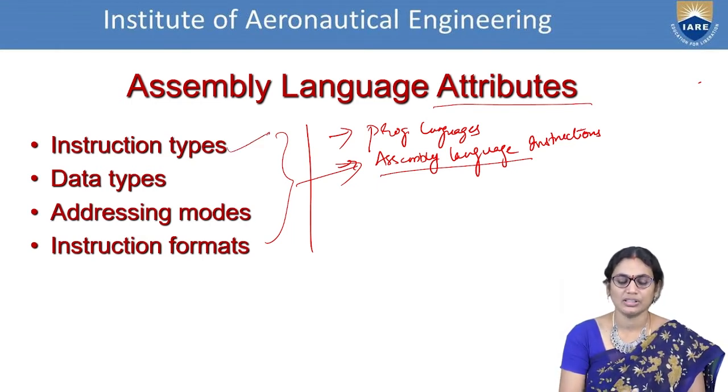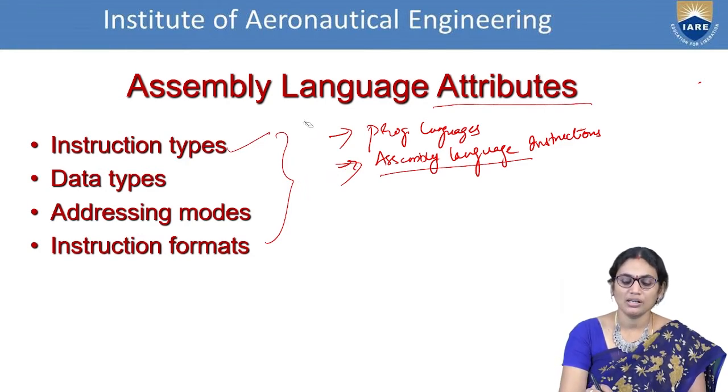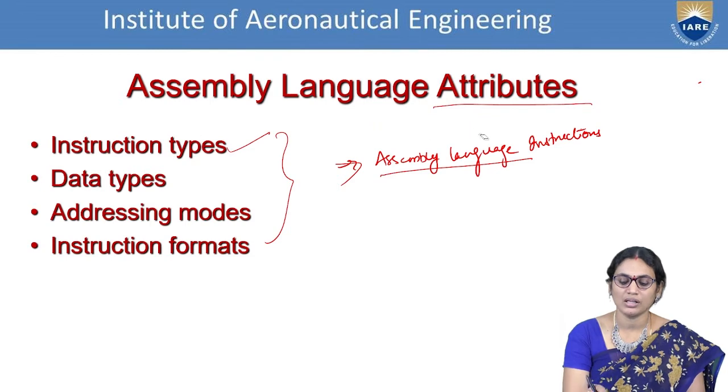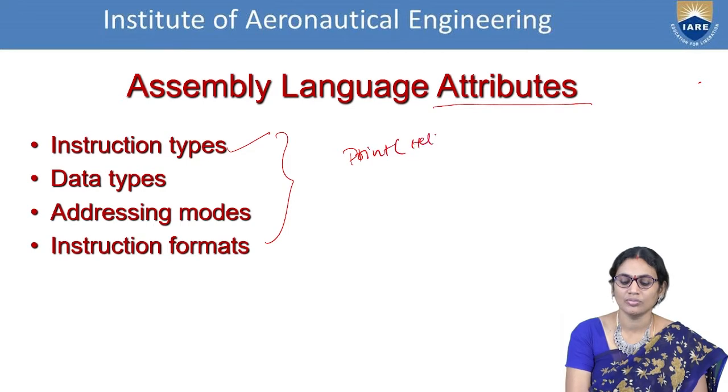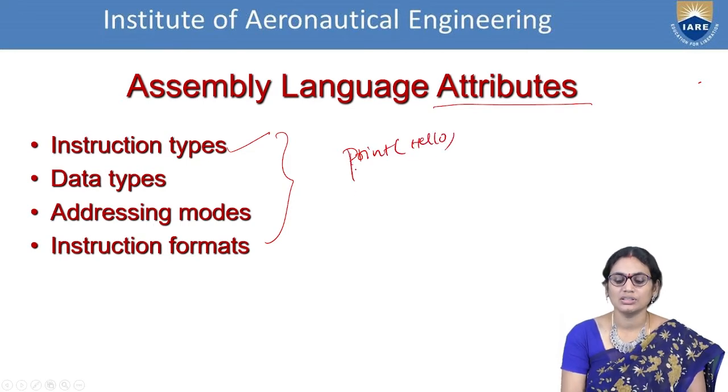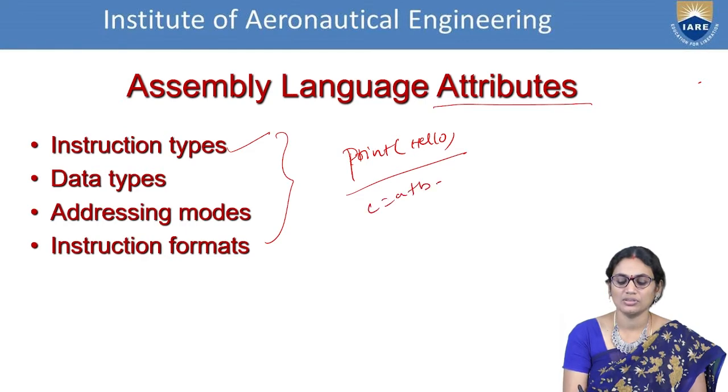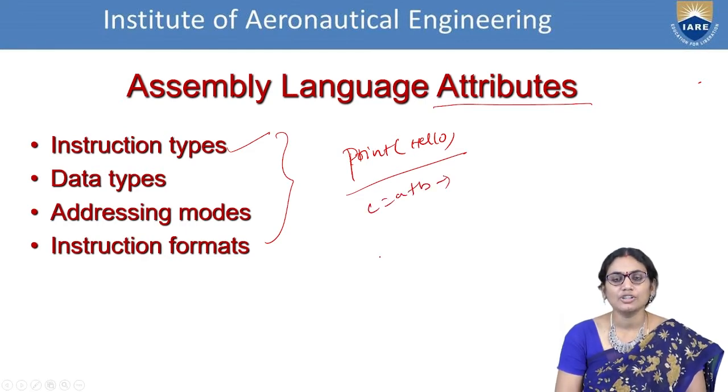First one is instruction types. What do you mean by instruction types? Instruction type is nothing but the intention of the particular instruction. For example, I am writing C equals A plus B. What is the intention of it? It is an arithmetic operation. I am just displaying print of hello. What is the meaning of this? This is just for displaying the content. If I am writing C equals A plus B, this is adding 2 numbers and storing the result into C.